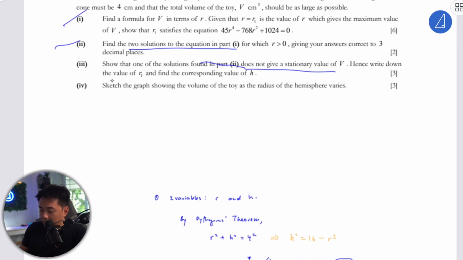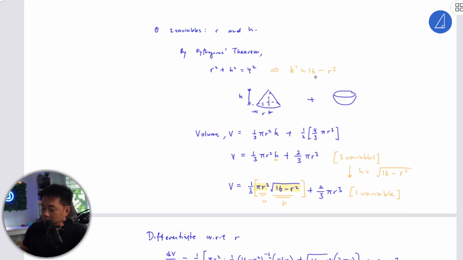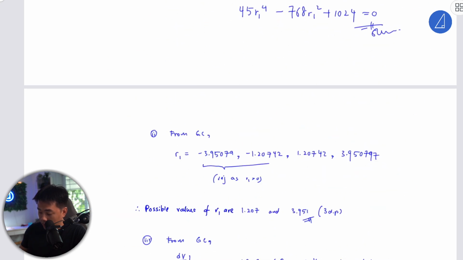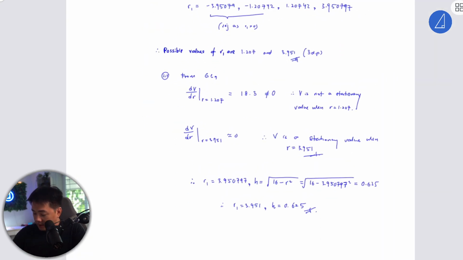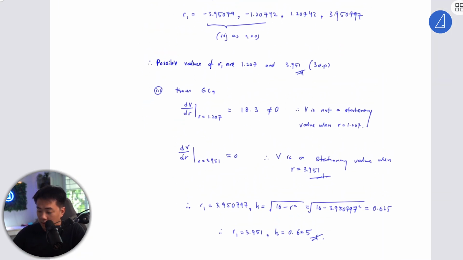So hence write down the value of r1 and find the corresponding h. I think just use this formula here. Okay, this h is equal to square root of 16 minus r squared, right? So that's what we're gonna do. Okay, I use more decimals to find my h. Right. So anyway, that's that.